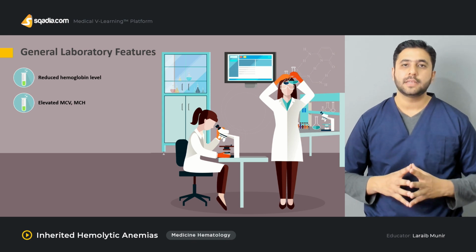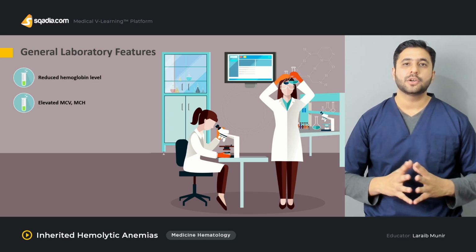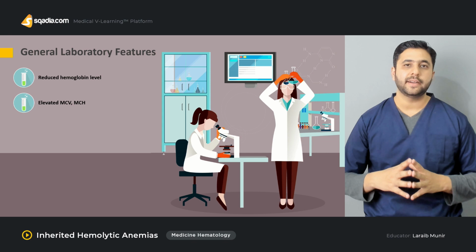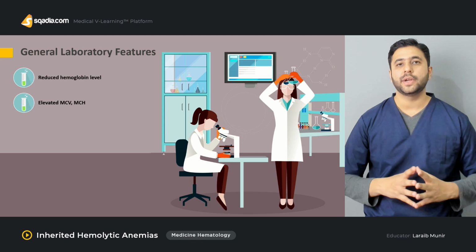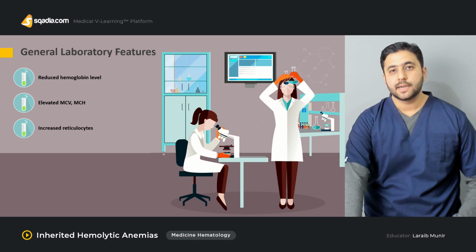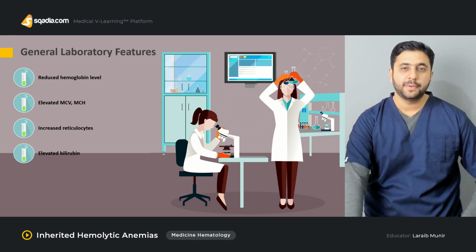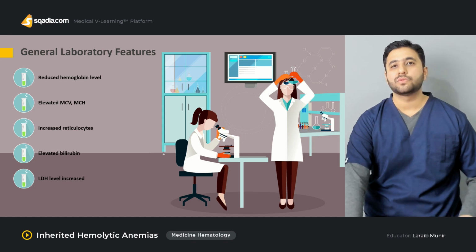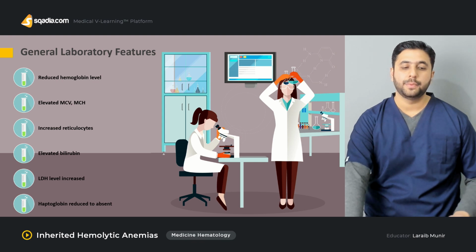The MCHC, the mean corpuscular hemoglobin concentration, can also be elevated. Specifically, it will be elevated in hereditary spherocytic anemia, which is a very important anemia, which we are going to talk about in the coming slide. Along with that, the reticulocyte count will be increased, as I explained in the previous slide. There will be an elevated bilirubin because of the breakdown of the RBCs. LDH level will be increased because when the RBCs are broken down, the LDH will be released from the RBCs. And one important thing to discuss here is haptoglobin. What is haptoglobin?